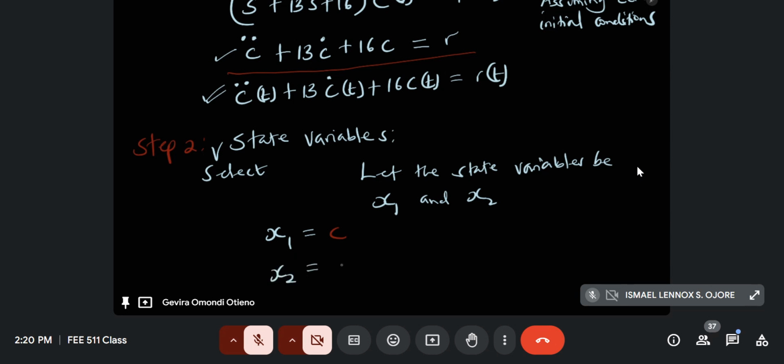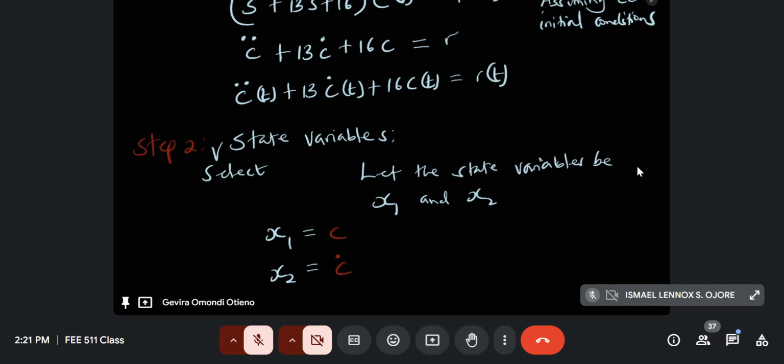x2 as its derivative. So x2 is going to be the derivative of C. If it was a third order, then x3 would be the double derivative of C, and so on and so forth. So it's always easy to pick that out based on your differential equation. You can tell what variable has its derivatives, and that becomes your state variable. So in our case, we have picked our state variables as C and the derivative of C from the equations that we have.